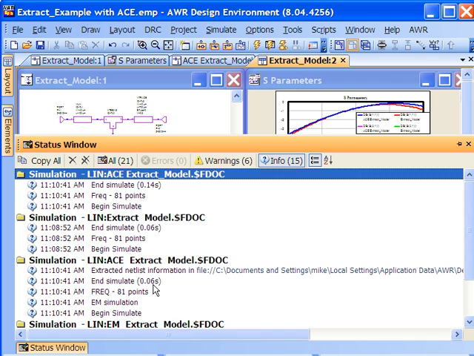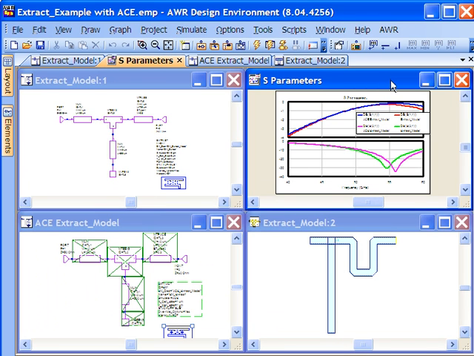Here we can see that the ACE extraction runs in under a tenth of a second as compared to a minute or more for the EM sight simulation. So that's ACE within an extract example.